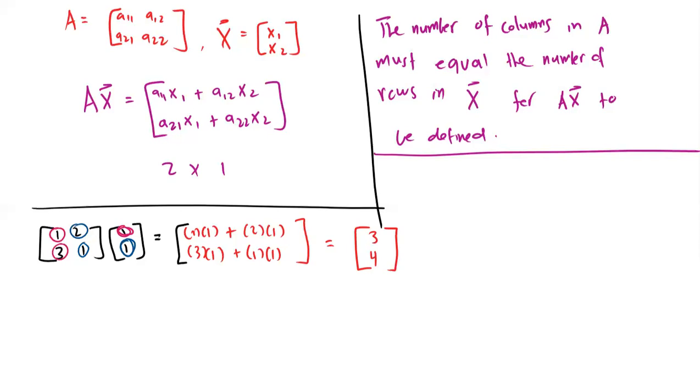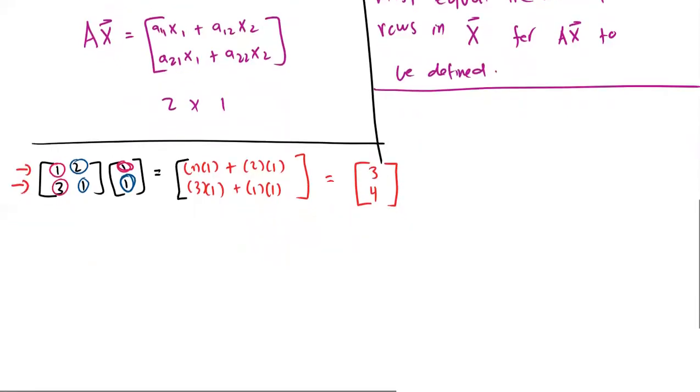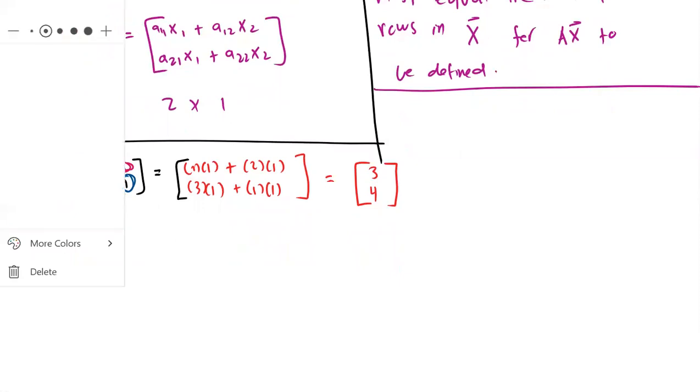And that's the idea. Work with one row at a time. So start with row 1, multiply the first entry in row 1 by the first entry in X, the second entry in row 1 by the second entry in X, and add them. And that's the first entry of your resulting matrix. Then go to the second row. Multiply the first entry in the second row times the first entry in X, and then add the product of the second entry in row 2 by the second entry in X. Now, this is the most complicated part. The addition is very straightforward.